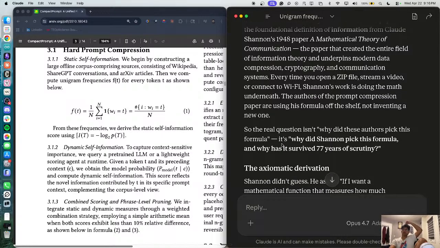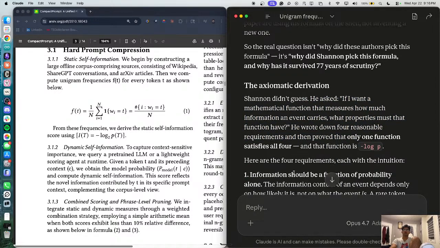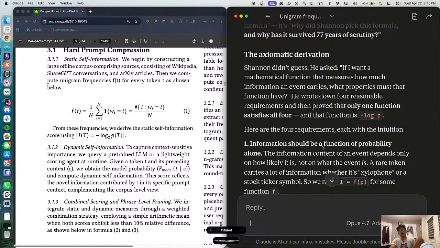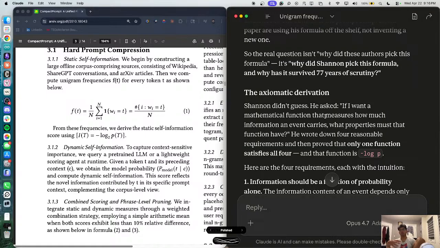Actually, the framing that I think would be more relevant to my work is not understanding why Shannon picked this formula or why it helped him within his research, but rather why these authors picked this formula specifically from his information theory.